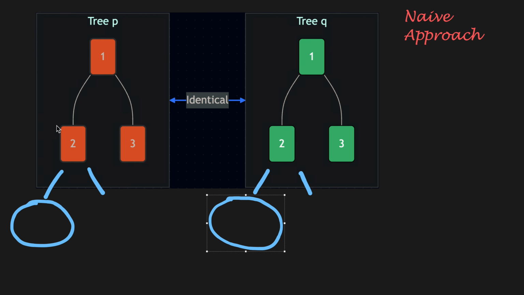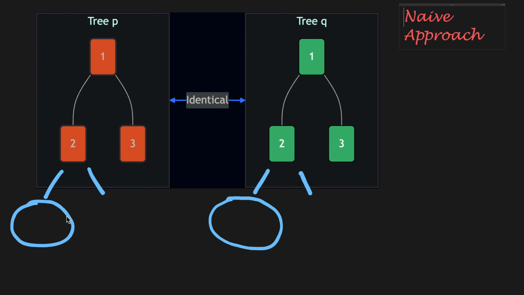But what if one of them isn't null? For example, we had node 4 here as a left child while the corresponding node in tree Q is null. In this case, the structures would be different. So this gives us our second base case, which is if one node is null but the other isn't, then the trees are not identical due to structural mismatch and hence we will return false. But here they do match as both the left children of node 2 in both the trees are null.